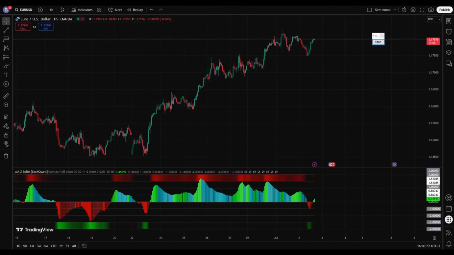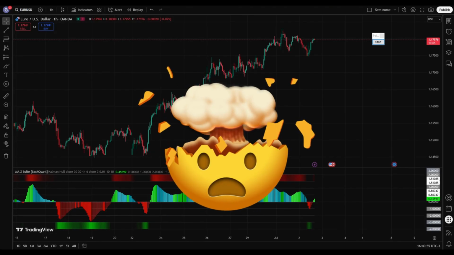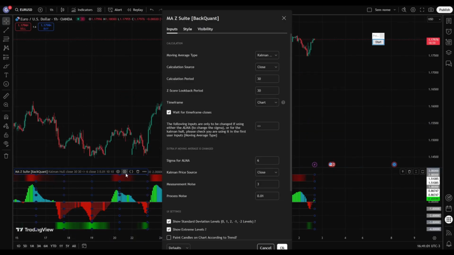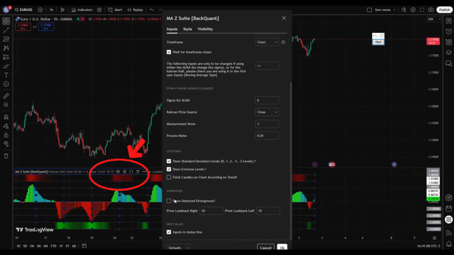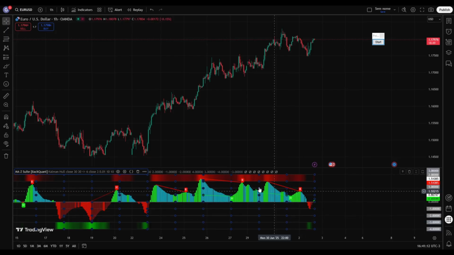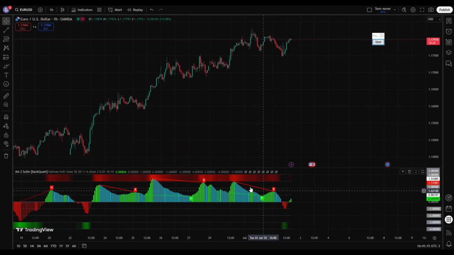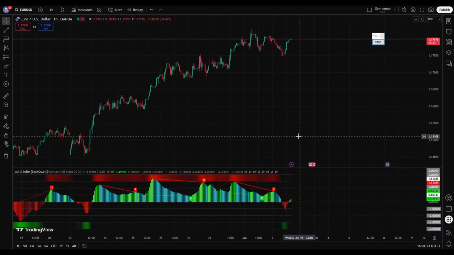Besides that, the indicator lets you spot both hidden and classic divergences. And here I'm going to show you how to do that. Click on the indicator settings and then click on this tab. Hit OK. Now it will show you divergences with these signals down here. And this is where our strategy comes in.